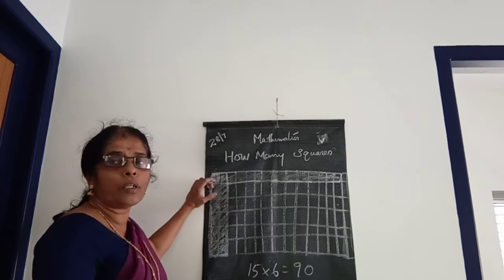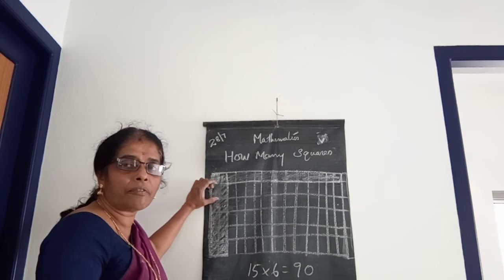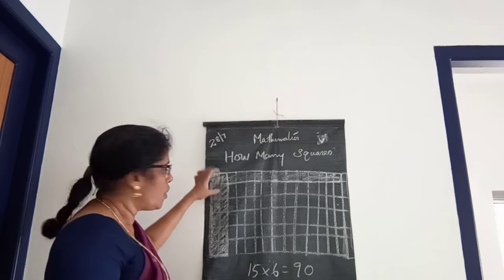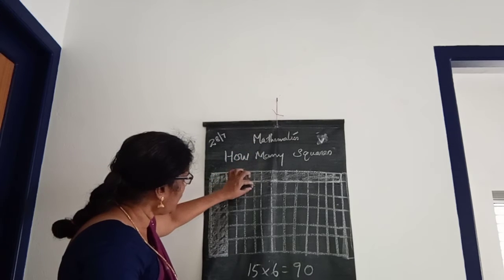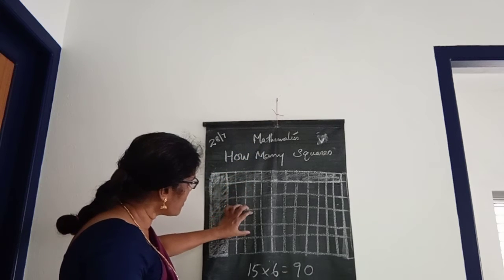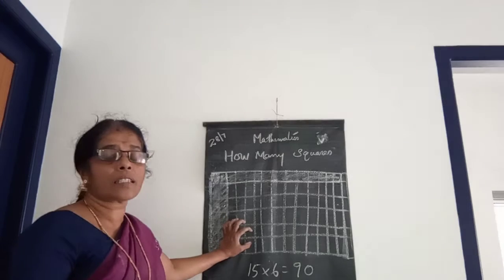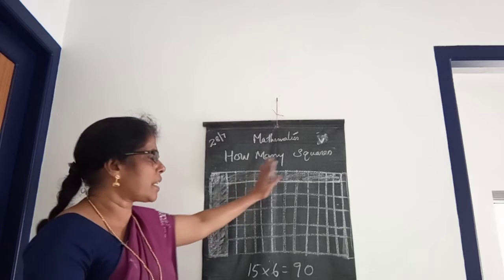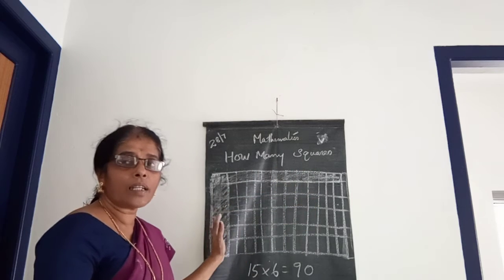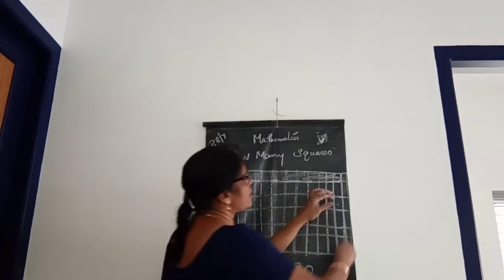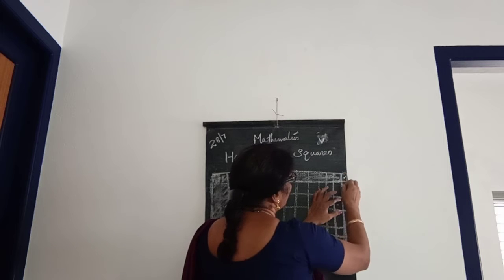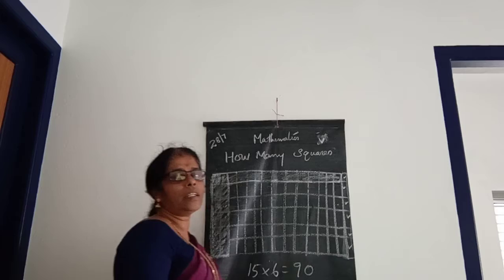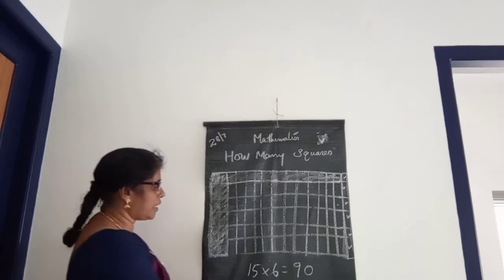Then how many rectangles can you make from this square grid, children, by using 12 squares? 1, 2, 3, 4, 5, 6, 7 rectangles you can get. You will get it from this rectangle by using 12 squares. Then how many squares are remaining? 1, 2, 3, 4, 5, 6 squares already remaining, because that is 90, isn't it?